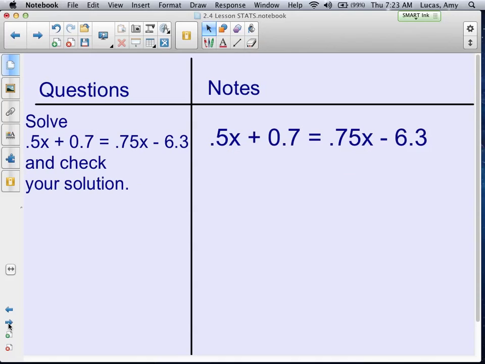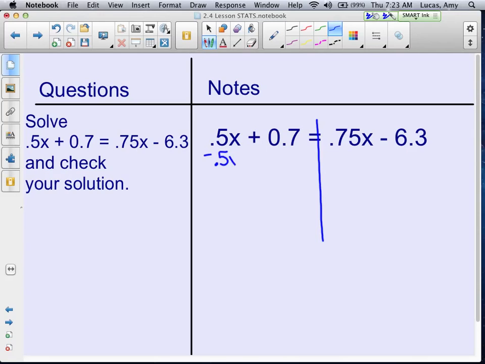Okay, now we've got some decimals. So same process, only some decimals. The smaller decimal is 0.5, because that is like 50 cents. I'm going to put a 0 on it, 0.50x. So 0.7 equals, if I subtract 75 cents minus 50 cents, I get a quarter, so 0.25x.